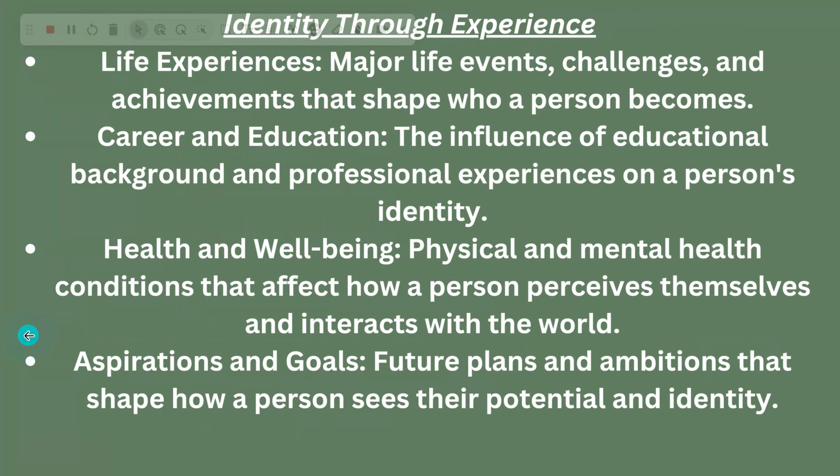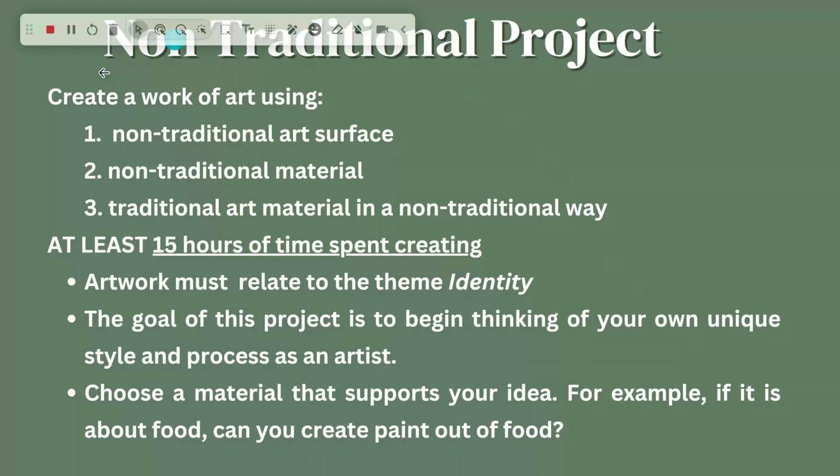Now, I want to make sure I didn't skip a slide. Yep. Okay. For this project, you are creating an artwork using one of these three methods. I'm going to say them again. Either using a non-traditional art surface, so for instance, painting on those soup cans was using a non-traditional art surface. A non-traditional material, so using those stuffed animals to create the silhouette or the bubble gum to create the alligator. Those are all non-traditional materials. Or lastly, a traditional art material, but using it in a non-traditional way.